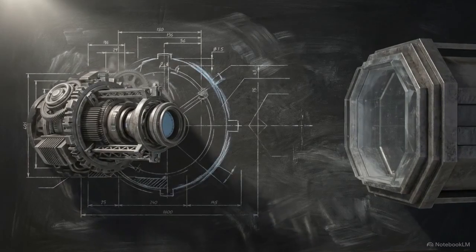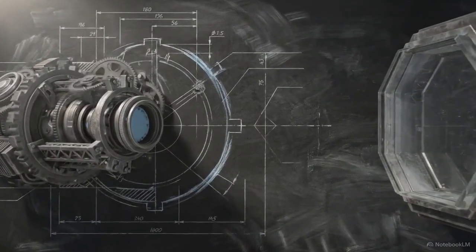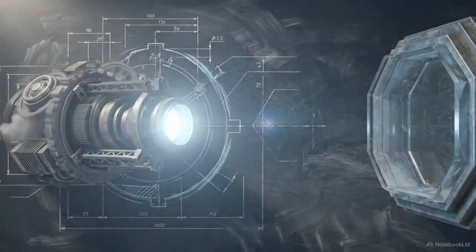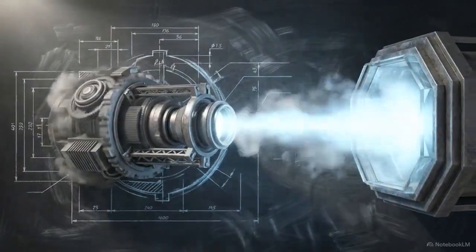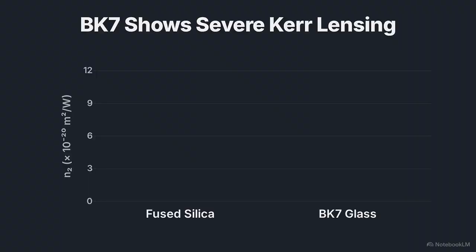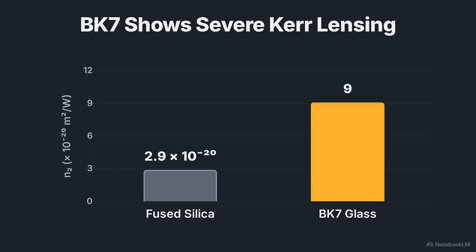Let's apply this method to a specific engineering requirement, selecting optical window materials for a multi-millijoule regenerative amplifier. When 3mm windows face identical focal intensities, the data shows a stark difference. The Z-scan yields an N2 value of 2.9 times 10 to the negative 20 for fused silica, and a much higher 9.7 times 10 to the negative 20 for BK7 glass.